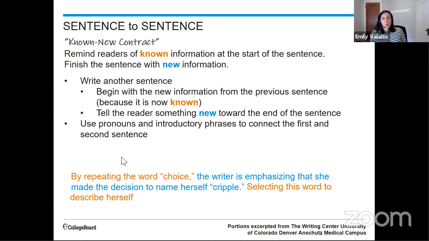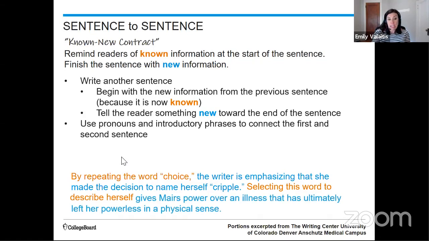Now, I need to add new information. I need to explore the effect. I need to extend the idea just a little bit. And I'm going to think about why she chose this word to name herself. So I'm going to add new information like, by selecting this word to describe herself, it gives Mears power over an illness that has ultimately left her powerless in a physical sense. So for both of these sentences, I have a little bit of known, and then I'm going to add the new. It helps your sentences feel as though they are connected, again, like they're bridged by each other.